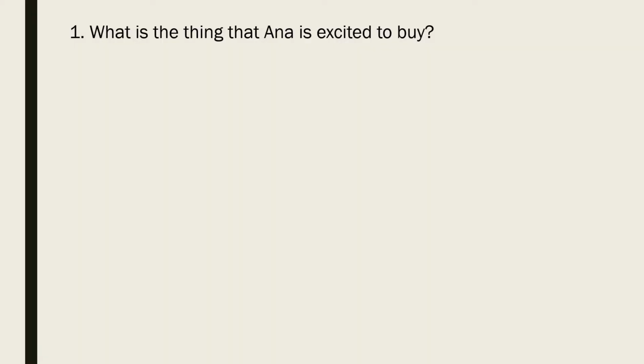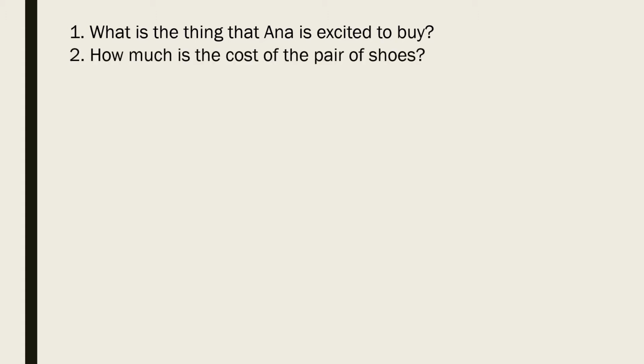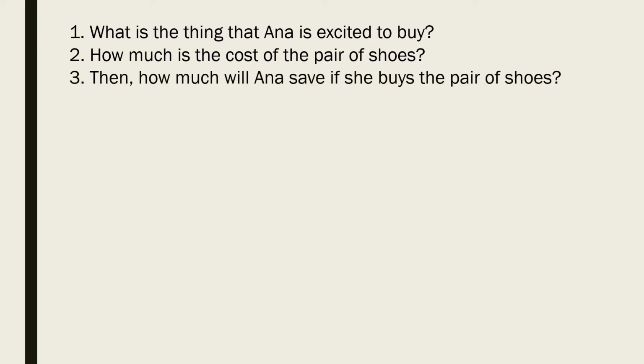What is the thing that Anna is excited to buy? So she is excited to buy the pair of shoes. How much is the cost of the pair of shoes? So that is 4,295. How much will Anna save if she buys the pair of shoes? So let's find out later on in our solution.